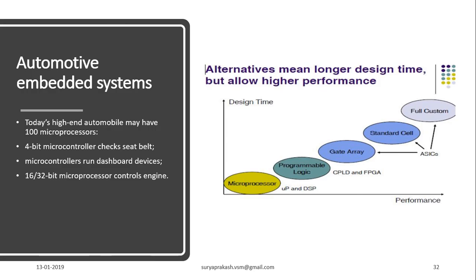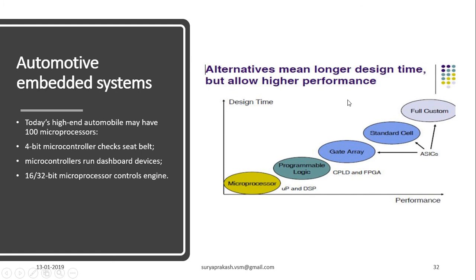This is an example of an automotive application. Today, high-end automobiles have 100 microprocessors. A 4-bit microcontroller checks the seat belt, a microcontroller runs the dashboard services, and a 32-bit microprocessor controls the engine. So a variety of microprocessors are involved, varying from 4-bit to 16-bit and 32-bit, for controlling each and every parameter.